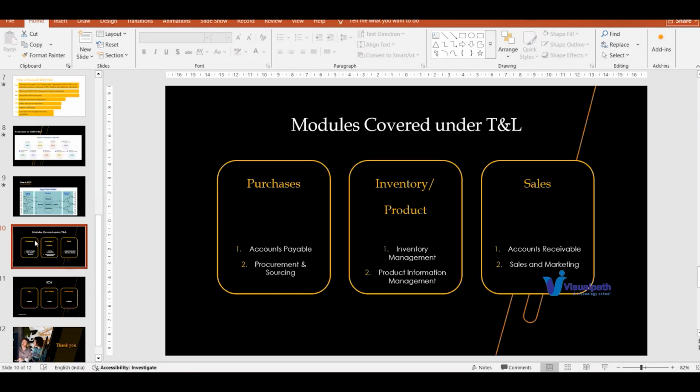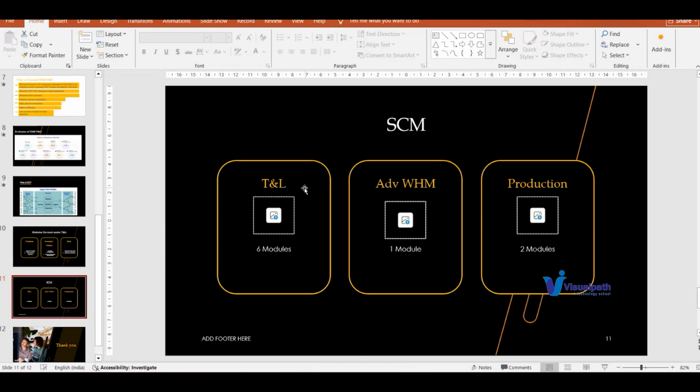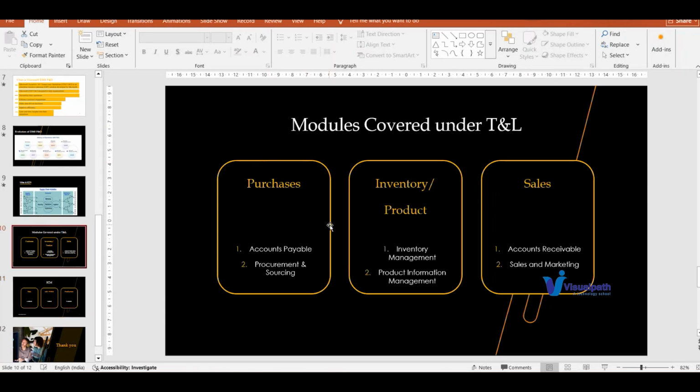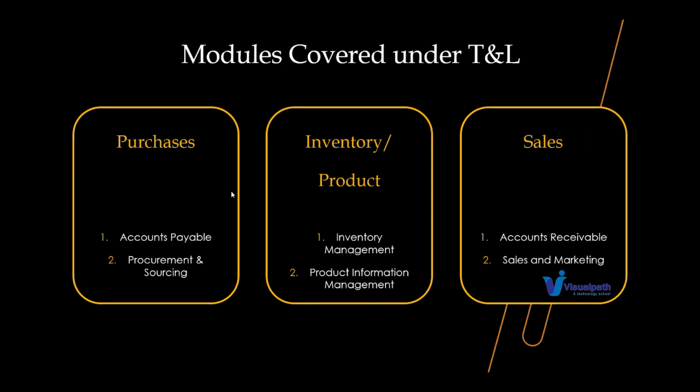Okay. We are under this supply chain management related course, where in supply chain management there are three courses available. The first one is trade and logistics, then advanced warehouse management, and production control, which is related to manufacturing. So three courses are there in the market, and we are dealing with trade and logistics now. Under trade and logistics, we are going to learn the standard product of Dynamics 365 F&O: purchase management, sales management, inventory management, and then product management. These are the four major areas that we are going to cover.